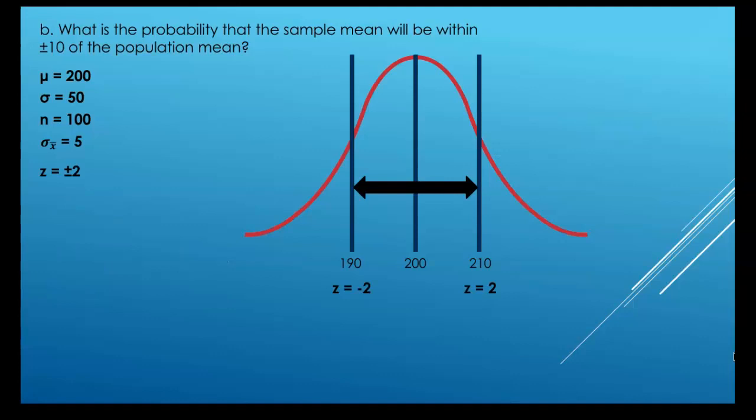So now we can look in our z-score table. We find the area to the left of negative 2, and that's going to be 0.0228. And then we find the area to the left of positive 2, and that's going to be 0.9772. Again, we're looking for the area between these 2 points. So to find that amount, we need to subtract them. So 0.9772 minus 0.0228 leaves us with 0.9544. So the probability that the sample mean will be within plus or minus 10 of the population mean is 0.9544.